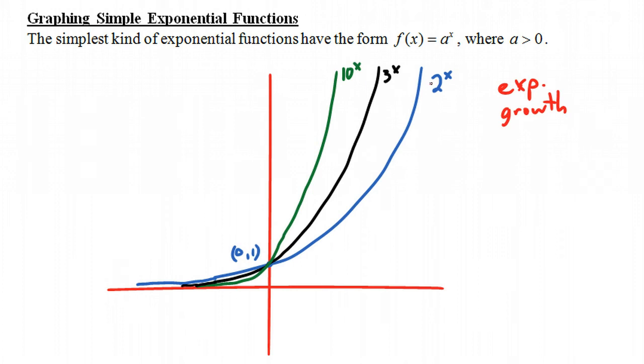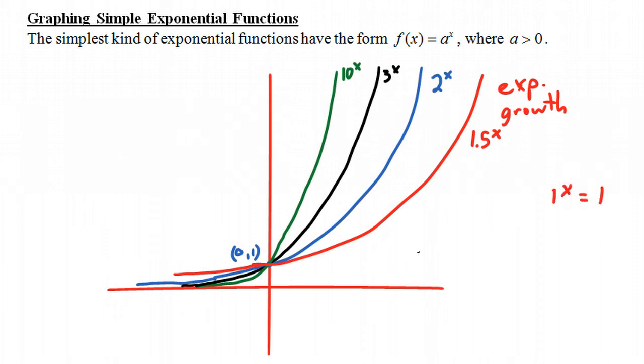Now, another point I want to make is that you don't need to have a whole number like 2, 3, or 10. You could graph, for example, 1.5 to the x. 1.5 to the x looks very similar to these. Only notice it doesn't grow quite as fast as 2 to the x. Again, it goes through this point (0, 1). Now 1 to the x would just be a straight line, because 1 to the x is the same thing as just 1, right? Graphing the function 1, that's a horizontal line.